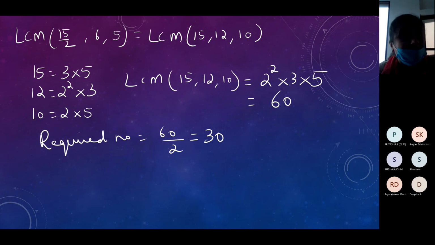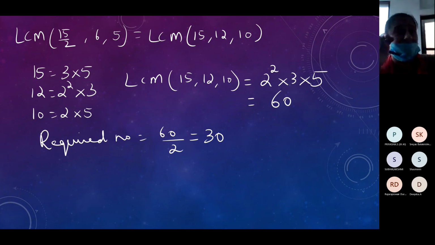After 30 days, the first cyclist would have gone 4 rounds: 7.5, 7.5, 7.5, 7.5. The first cyclist needs 7.5 days to go one round. So in 30 days, he would have made 4 rounds, because 7.5 into 4 is 30.